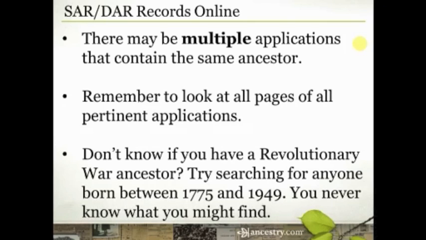And if you don't know if you have a Revolutionary War ancestor because you haven't done your research back that far yet for whatever reason, try searching for anyone born between 1775 and 1949. Remember that database for the Sons of the American Revolution goes through 1970, and I think you had to be 21 in order to apply, hence the 1949 birth date. So if you've got anyone that was born between those dates, you can search that database for them, and maybe they will lead you to a Revolutionary War ancestor you didn't even know you had.